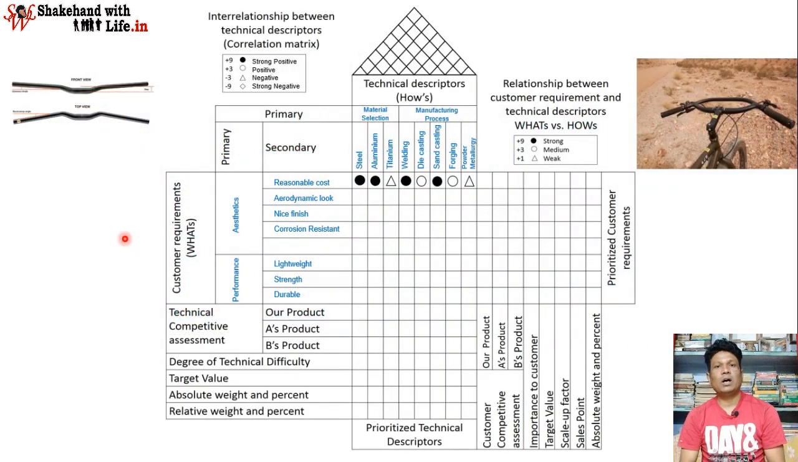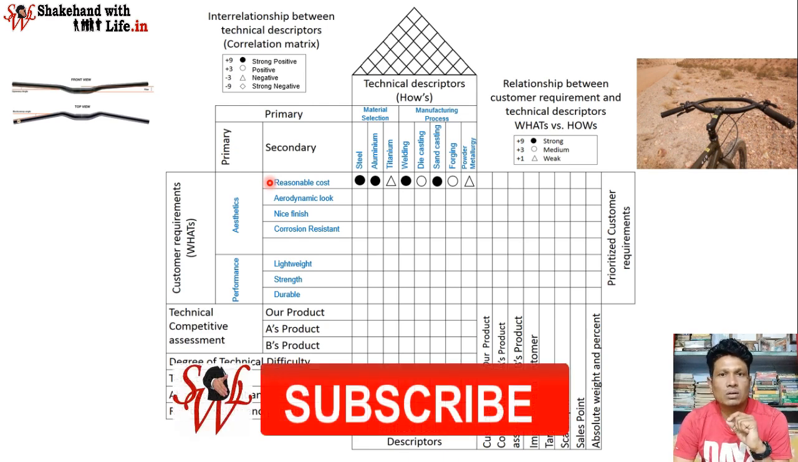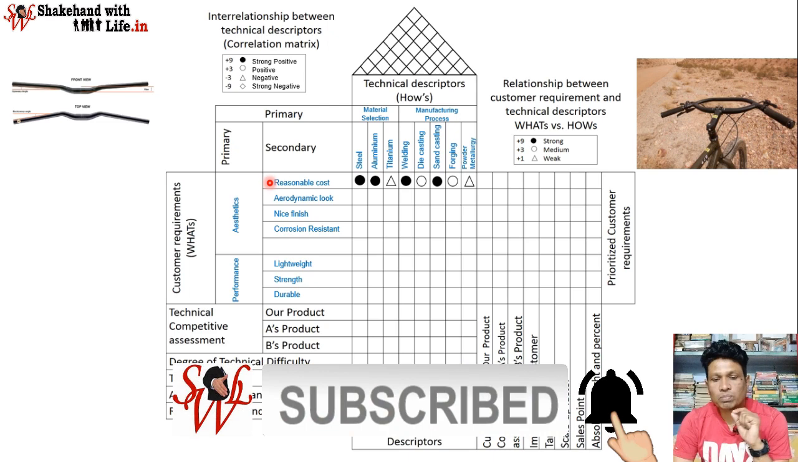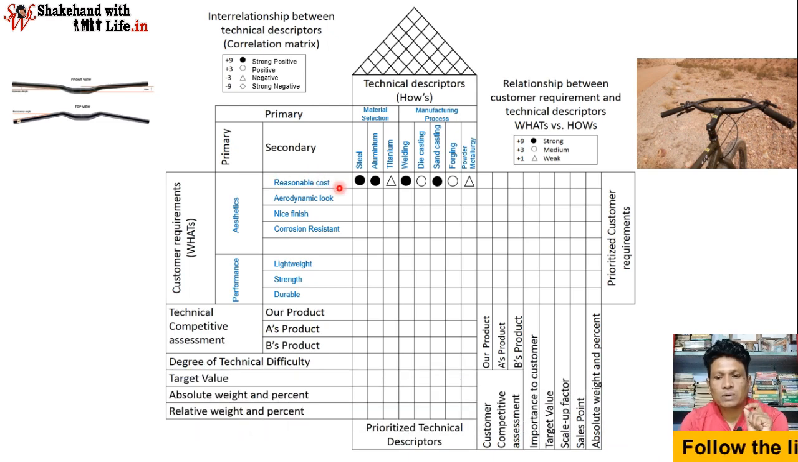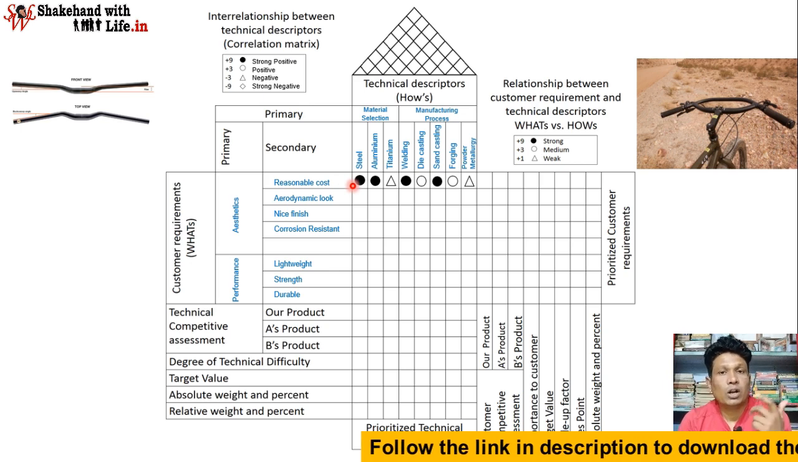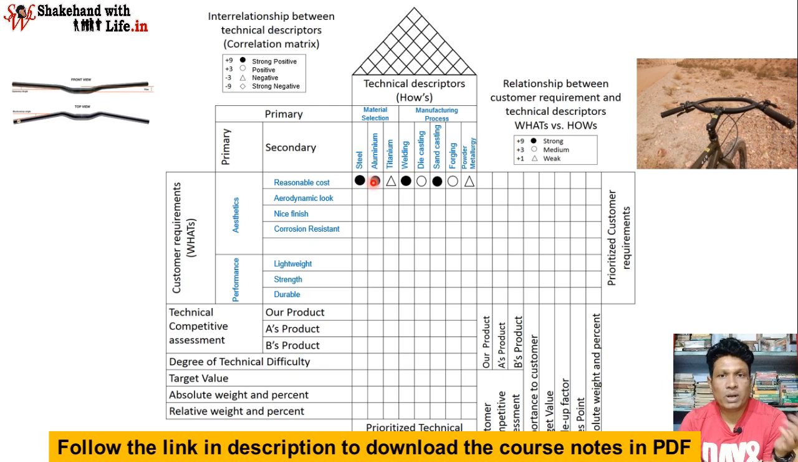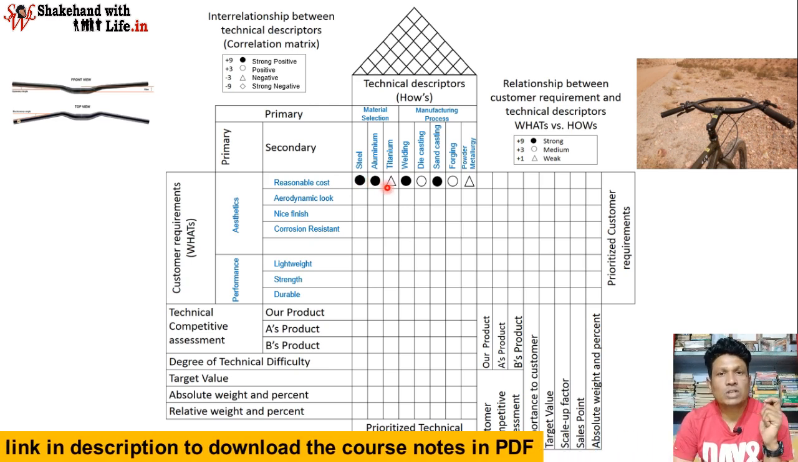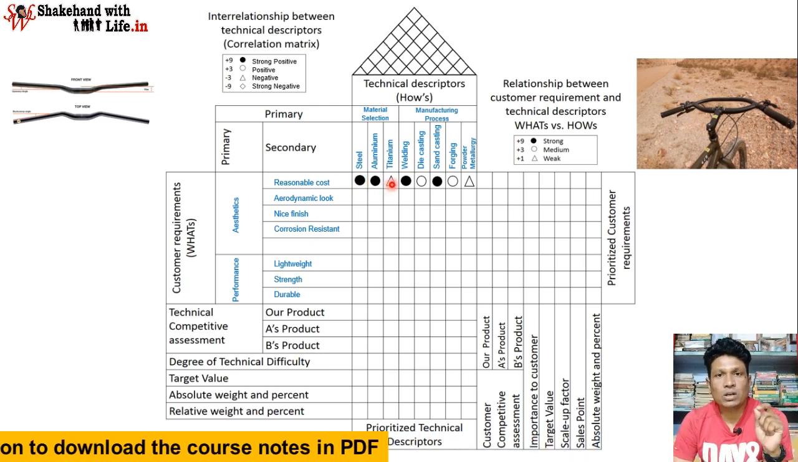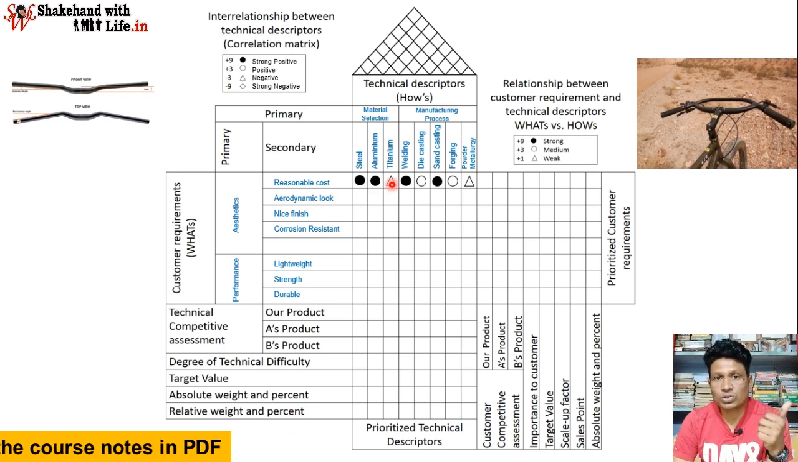Now, taking the first secondary requirement from the customer requirements, it is reasonable cost. Now we study the manufacturing cost related with the technical descriptors. With steel, a strong relationship is there. There is a low manufacturing cost with steel. With aluminum, also low manufacturing cost. But with titanium, the relationship is weak, therefore high manufacturing cost is there.